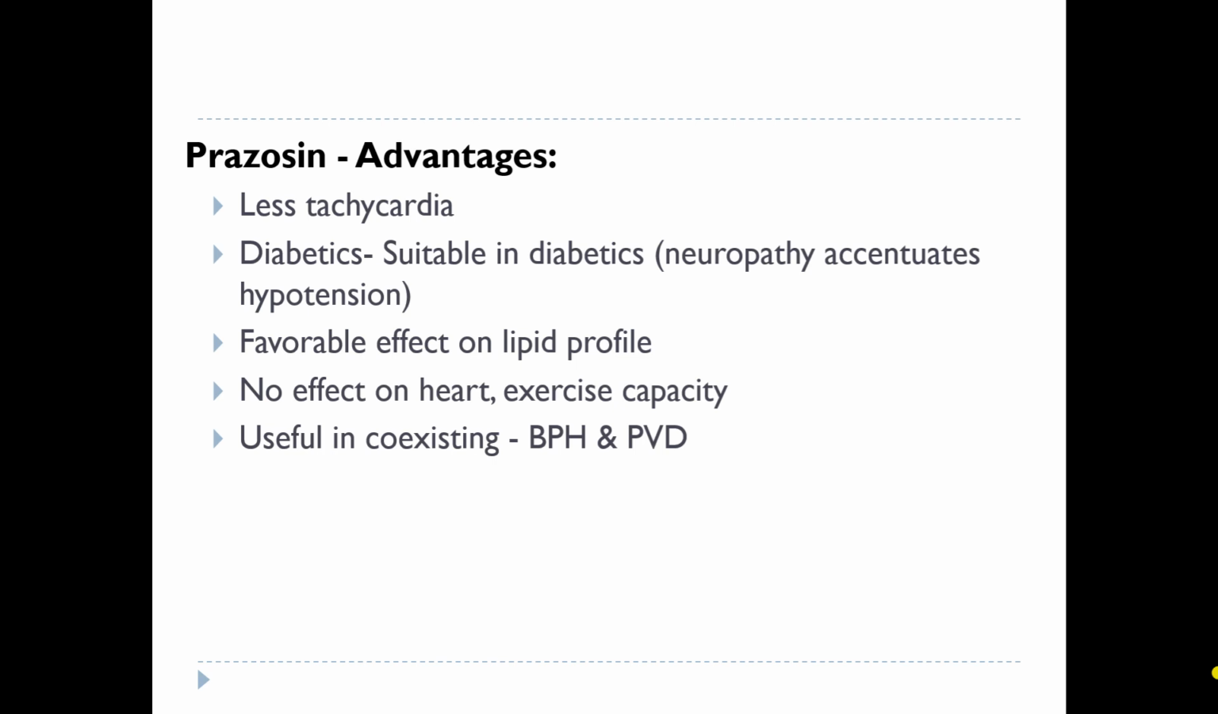As discussed in the autonomic nervous system, the drug of first choice for benign prostatic hyperplasia is also an alpha blocker, and it is usually seen in elderly males who are more likely to develop hypertension. So when hypertension and benign prostatic hyperplasia are together, an alpha blocker is the drug of choice.